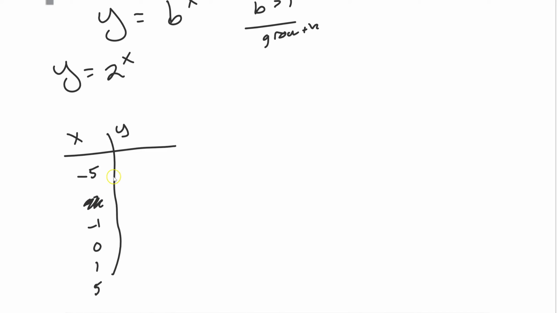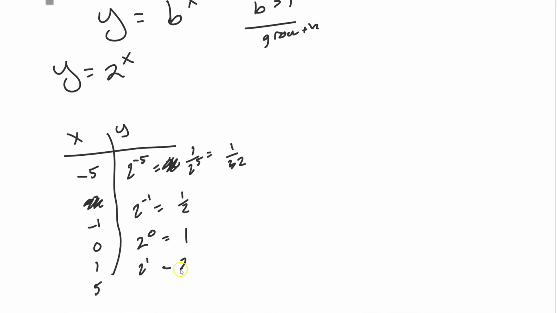Who needs that -2? Right, so we're going to plug that in and get 2 to the -5, which is, remember, the negative just flips it, 1 over 2 to the 5th, which is going to be 1 over 32. 2 to the -1, that just flips it to 1 over 2. 2 to the 0 is just going to be 1. 2 to the first is just going to be 2. And 2 to the 5th is going to be 32. So let's graph this. Let's see what it looks like.